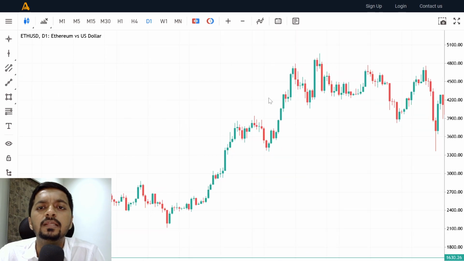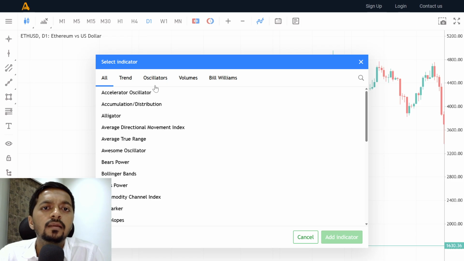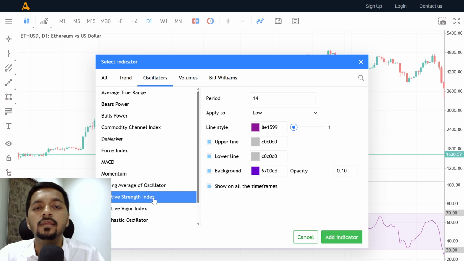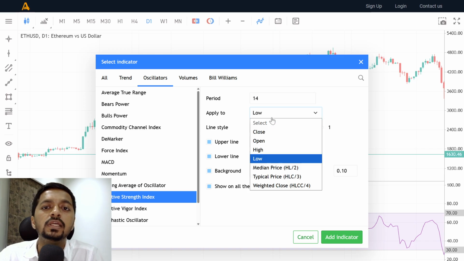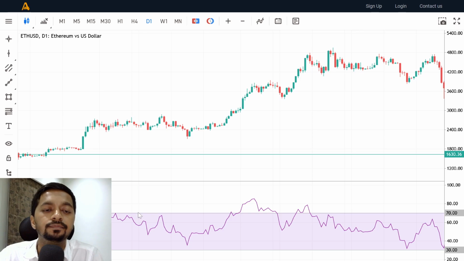First of all, let me explain what RSI is. RSI is the Relative Strength Index. It helps us understand the relative strength of the price. So this is a momentum indicator. So how to plot this? Just go to the oscillators and select the RSI. You will find the default period is 14, just keep it as it is. You just need to change the source from open to close and add it.